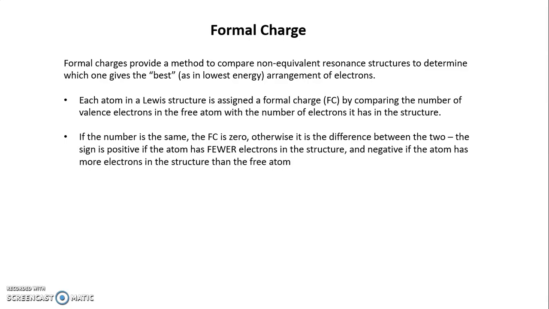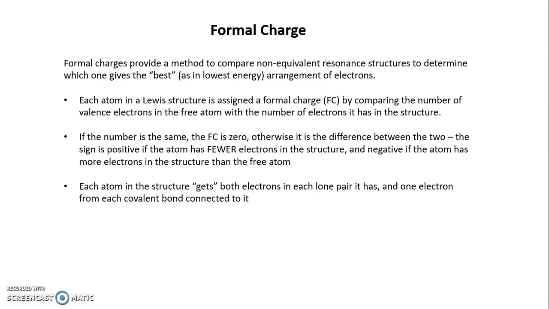If the number's the same, the formal charge will be 0. Otherwise, it's going to be the difference between those two, with the formal charge being positive if there are fewer electrons in the structure than in the free atom, and negative if the other case applies. Okay, so each atom in the structure gets the electrons for each lone pair it has, and 1 electron from each covalent bond connected to it. That's how we get the number of electrons assigned to a given atom in the Lewis structure.